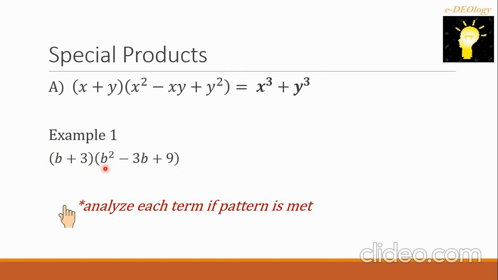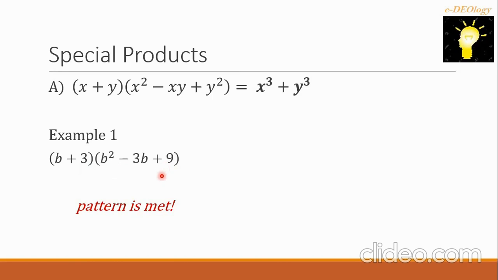Okay, so the first term here of the trinomial is b squared. It is simply the square of this b. So the first criterion is checked. The middle term, if I multiply b by 3, I will get positive 3b, but I should write the opposite sign, negative 3b. So the second criterion is checked also. What about the third? The third term is 9. So this 9 is simply the square of the number 3. So the third criterion is checked. So it means to say the pattern is met.